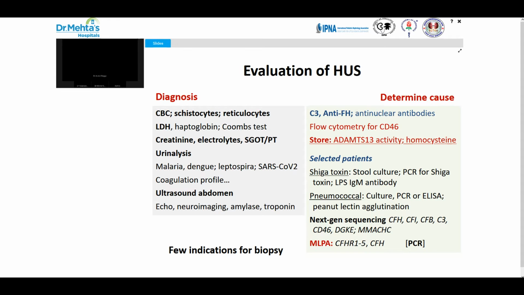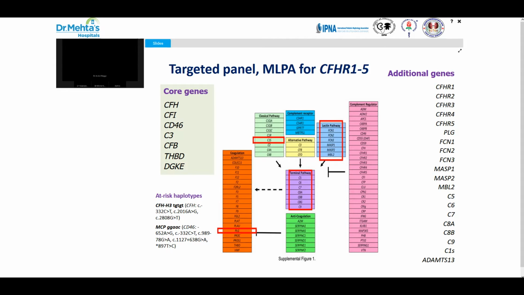And the number of genes that are involved in HUS seem to be rising, but the core genes are really listed on the left. So you have these 6 or 7 genes, and we'll discuss them as we go along. In addition, on the extreme right, you have a number of other genes that have been incriminated, and there is enough evidence to say that mutations in any of these genes could result in hemolytic uremic syndrome. So when you are sending for a gene panel, it would be important to send the whole gene panel to be looked at.